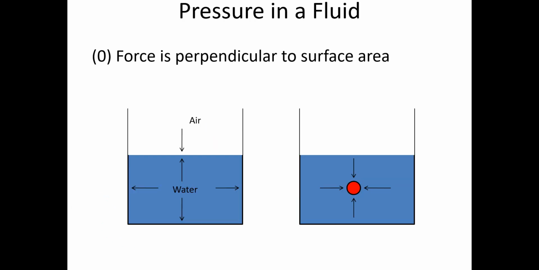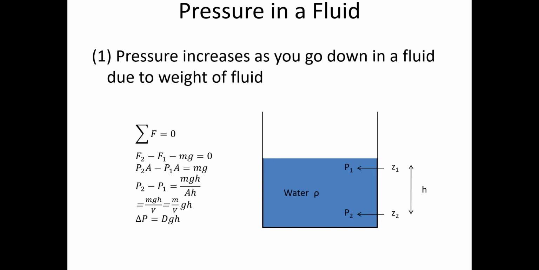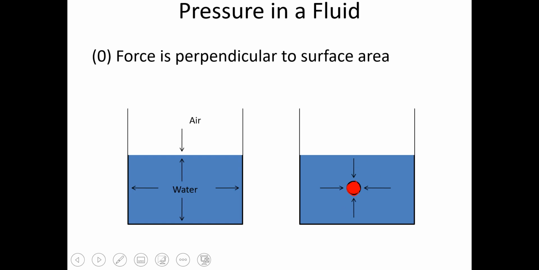Now if you look inside the water, you can see pressure, and the pressure is applied all over the object. Like if you put a ball in the water, you can see pressure is applied to all the surface area of this ball. This is pressure in a fluid. Before I go to pressure in a fluid, I'd like to talk a little bit about pressure, its units, and how we do the calculation for pressure.